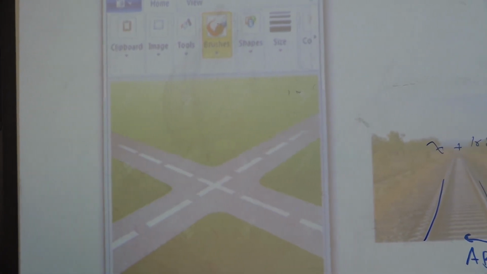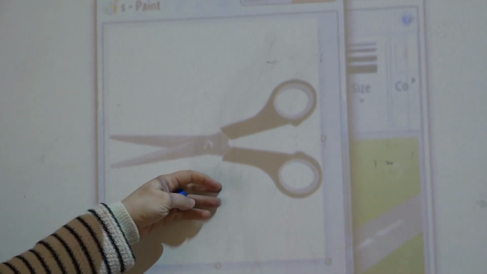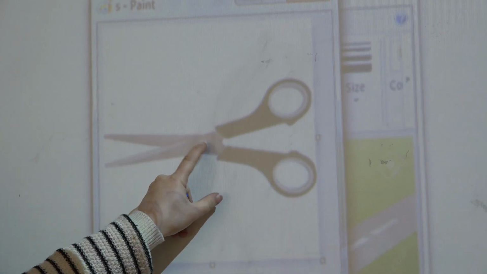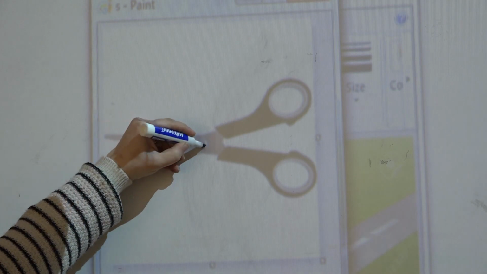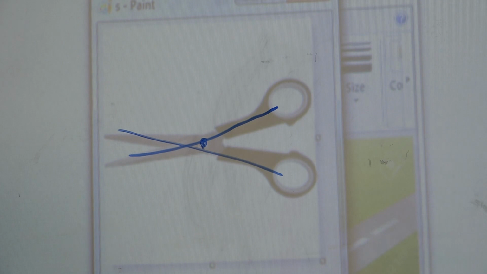That's so beneficial. Now the scissors. All of us use scissors. So this intersects. Look at this point. For example, this side intersects with this side at which point? At this point, on the nut.